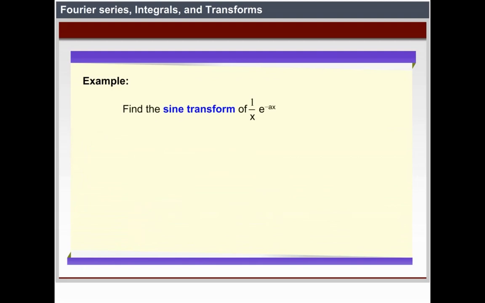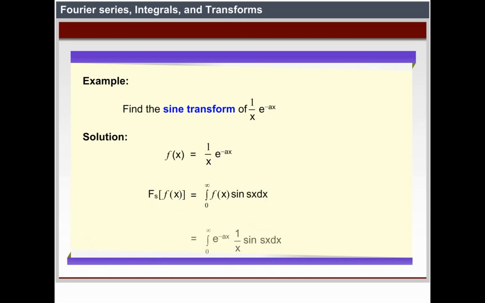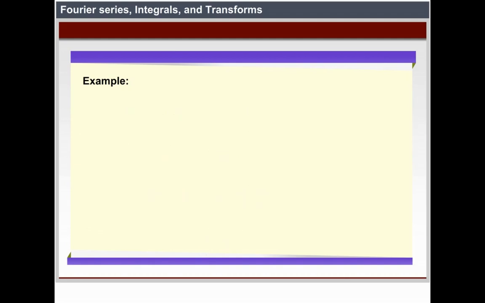Example: find the sine transform of 1 by x into e power minus ax. Solution: f of x equal to 1 by x into e power minus ax. Capital Fs of f of x equal to integral 0 to infinity f of x into sin sx into dx, equal to integral 0 to infinity e power minus ax into 1 by x into sin sx into dx.